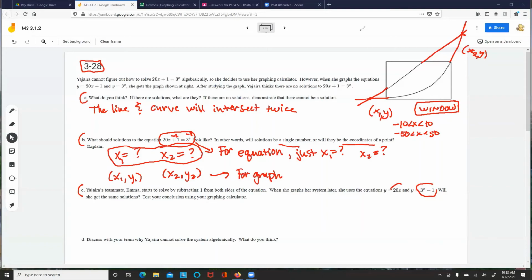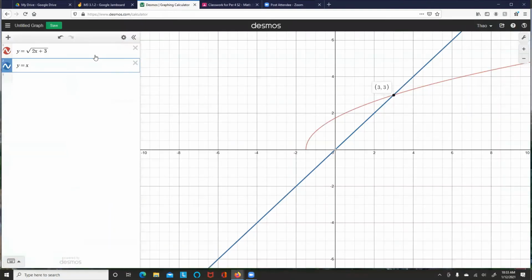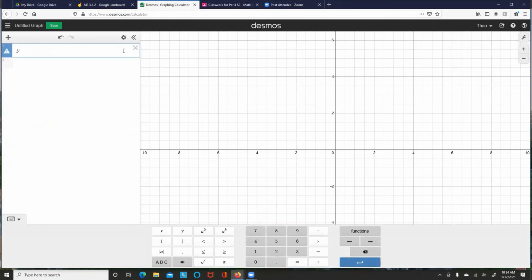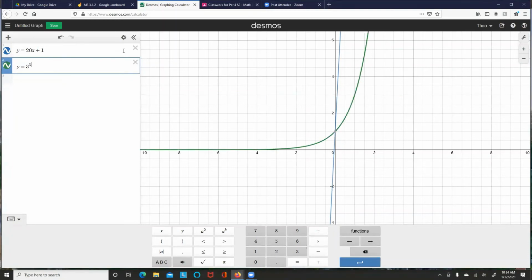We're on C. I'm going to erase this and go to Desmos. So let's go to Desmos and put these in the graphing calculator. Our equations are what? Y equals 20x plus 1 was the first equation, which is just a line. My second equation is y equals 3 to the x power.